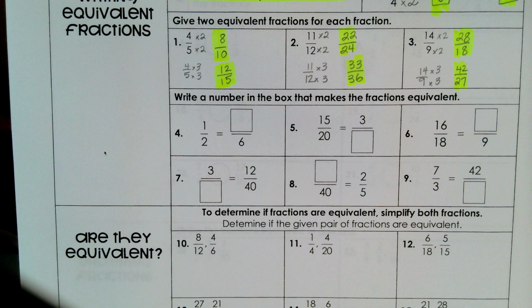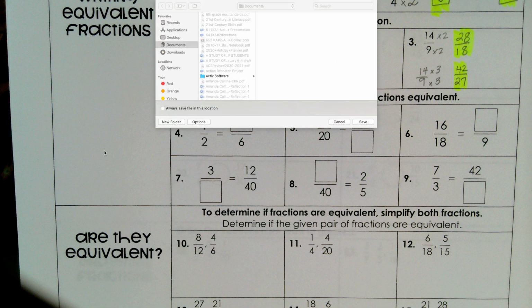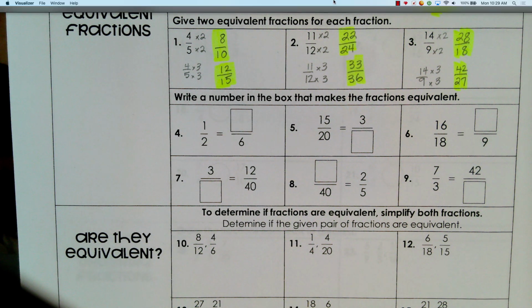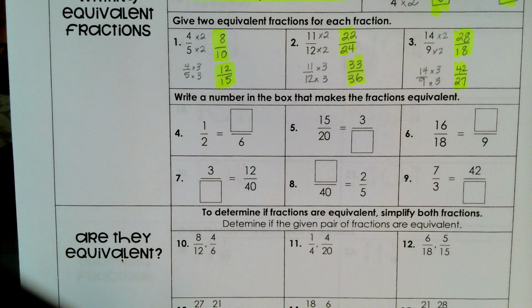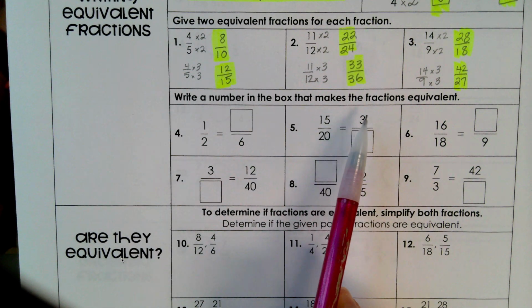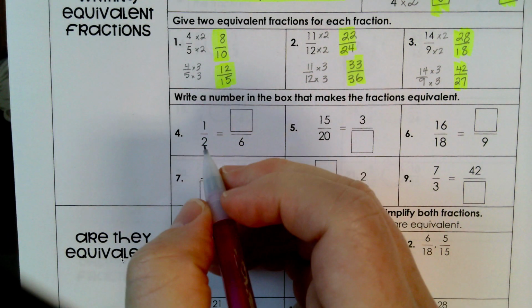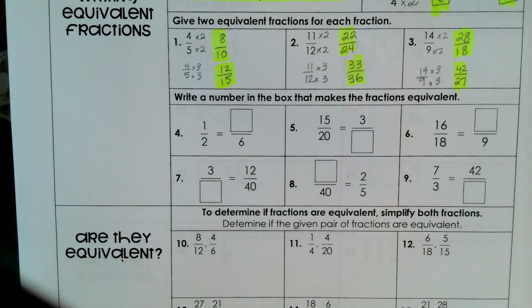All right. Everybody has to do it this time. Ready? Here we go. Number 4. You're going to write a number in the box that makes the fractions equivalent. Equivalent, what's the root word again? Equal. So please watch. In this section, we are either going to multiply or we're going to divide. What are we going to do?